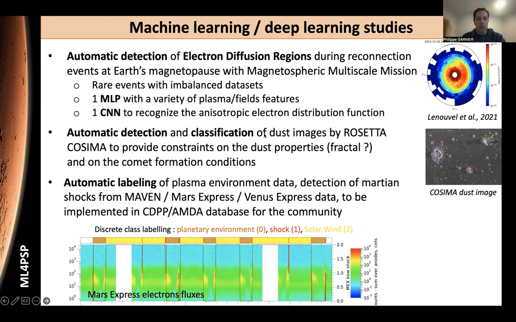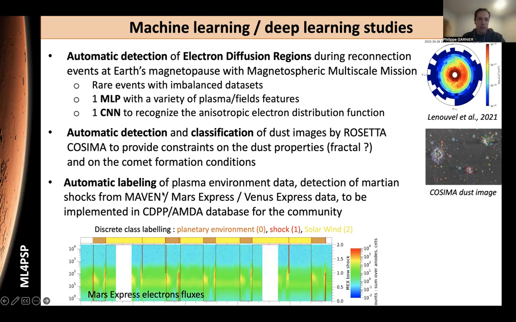Then I worked a lot also on Rosetta. And in particular, I worked with a colleague on the automatic detection and classification of dust images by one of the microscopes on Rosetta, which was COSIMA. And the objective was to provide constraints on the dust properties, in particular to understand whether they were fractal or compact and so on, to understand the comet formation conditions. And the automatic detection worked pretty well, but classification not that well, since we were unable to classify ourselves. So in the end, the algorithm was as bad as we were, not better.